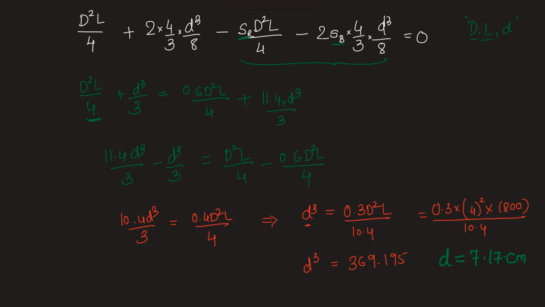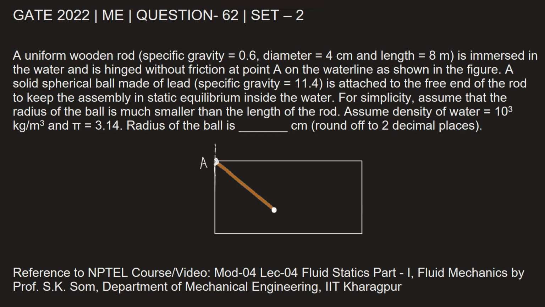And we are being asked the radius value. So just dividing both sides with 2, we will have the radius as 3.587 centimeter, or rounding it off to 2 decimal places, we have 3.59 centimeter. Let's go back and fill in this answer. So radius of the ball is 3.59 centimeter.